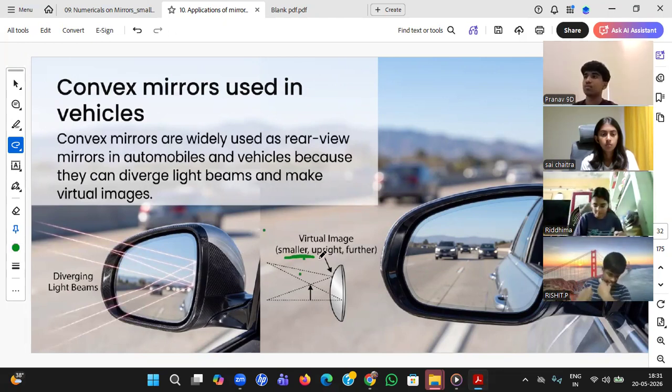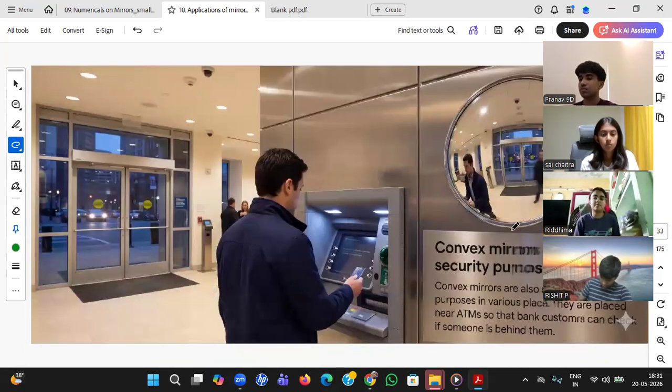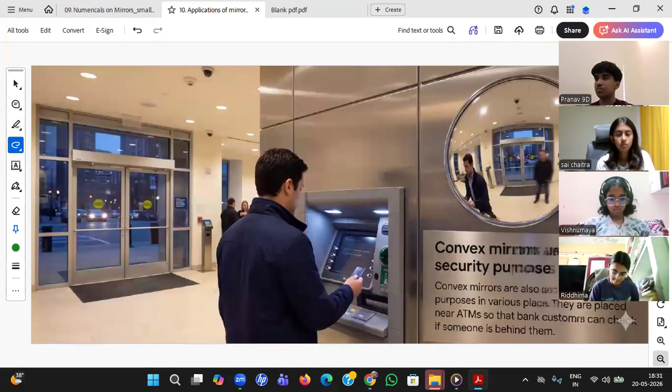Okay, so smaller, upright, further. That's the reason we are using convex mirrors. Not only that, especially in ATMs, for security purposes, they always use convex mirrors. Why? Suppose there's a big ATM and the person wants to plug in his password. He can't always watch the backside to see who is there. He'll just have a view on this small place where the entire room can be monitored, and he can happily click on his card and plug in his password. So a big room can be shown in a small place.